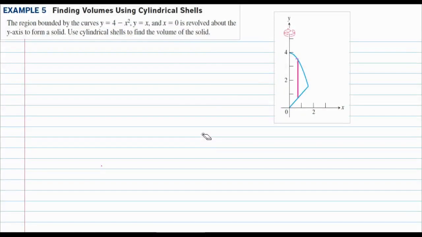This is the screencast for section 7.3, example 5, finding volumes using cylindrical shells. Again, the region bounded by the curves y equals 4 minus x squared and y equals x, and x equals 0, so the y-axis, is revolved about the y-axis to form a solid. Use cylindrical shells to find the volume of the solid.